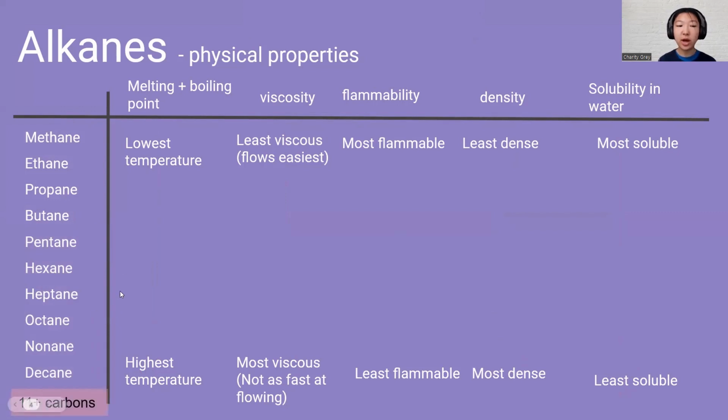You don't have to know the ones with more than 11 carbons, but just know that this trend will continue for 11 carbons, 12 carbons, 100 carbons, right? As you increase the carbon chains, their melting point will get higher. The viscosity will be stronger. The flammability will get lower. And all these trends will continue, assuming there's no other difference besides the length of the carbon chain.